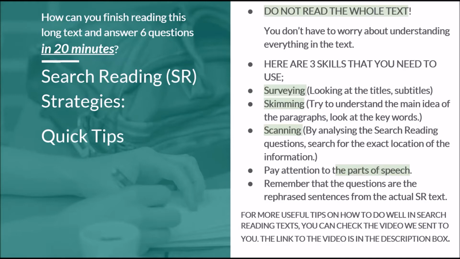You don't have to worry about understanding everything in the text. If you don't have to understand everything, then what should you do? The skills that you need to read such a long text in such a short time is first, surveying. By surveying, I mean you need to look at the titles, subtitles to get the gist of the reading text. And the second skill that you need is that you need to look at the keywords. By skimming, you need to understand the main idea of the paragraphs.